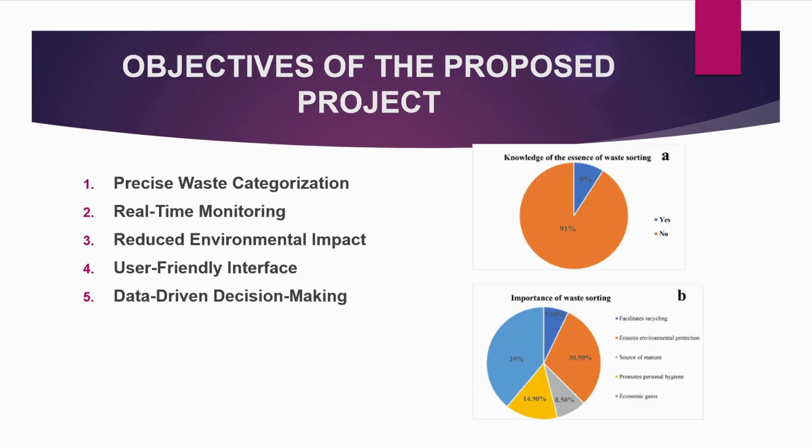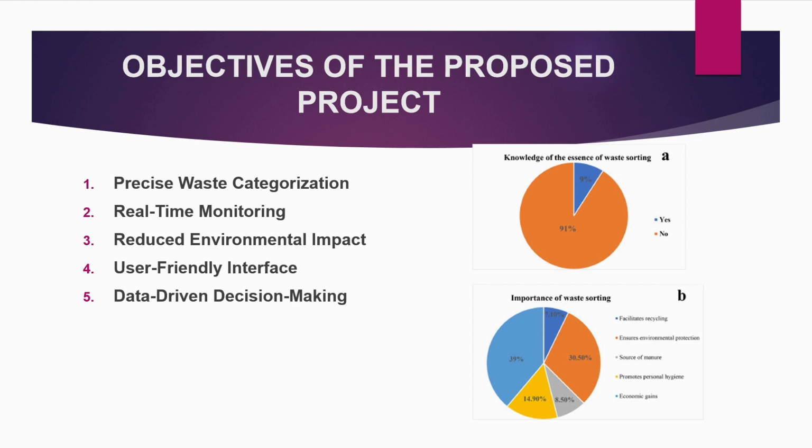So next are the objectives of the proposed project. Next, we need to mention the main motto of our project. Our main motto is, first, precise waste categorization. We are going to classify the waste into biodegradable and non-biodegradable waste. In biodegradable we have dry waste as well as wet waste. In non-biodegradable we are again going to classify into recyclable or non-recyclable waste.